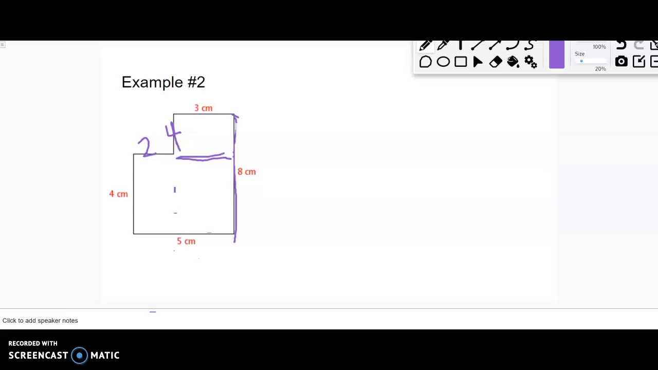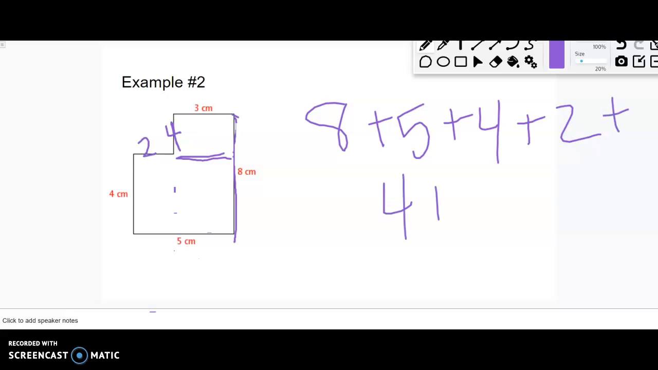So now I can just find the perimeter by adding them together. 8 plus 5 plus 4 plus 2 plus 4 plus 3. Okay, not as many numbers this time. 1, 2, 3, 4, 5, 6. All right. So if I add it up, 13 plus 4 is 17, 18, 19, 19 plus 7 is 26. So 26 centimeters is my perimeter of this composite shape.